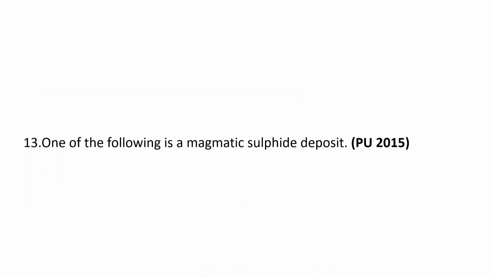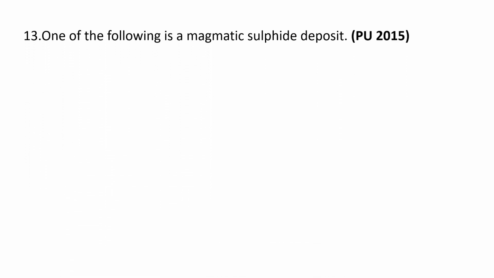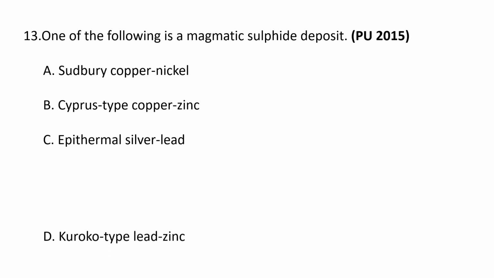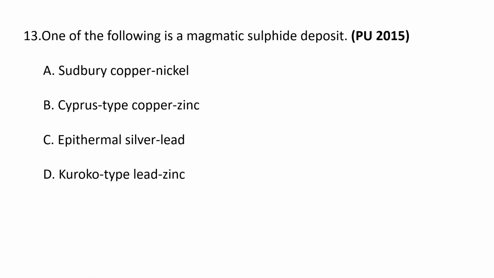Next question. One of the following is a magmatic sulfide deposit. Choices are A. Sudbury copper nickel, B. Cypress type copper zinc, C. Epithermal silver lead, and D. Kuroko type lead zinc. So the correct option is A. Sudbury copper nickel. The Sudbury copper nickel deposits are considered a type of magmatic sulfide deposit specifically associated with an impact generated melt sheet where nickel and copper ores are a consequence of the impact event.